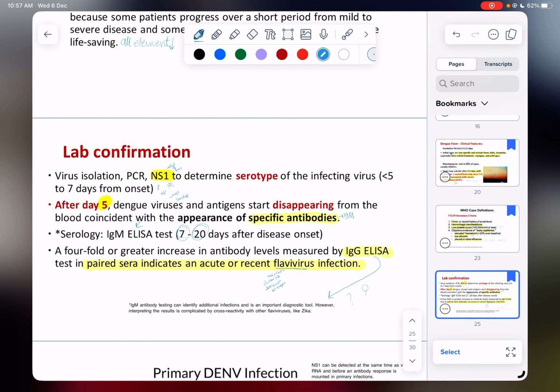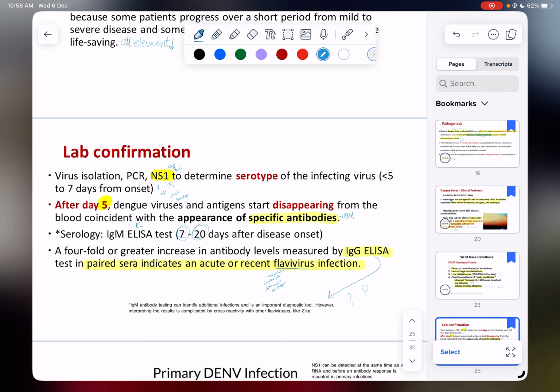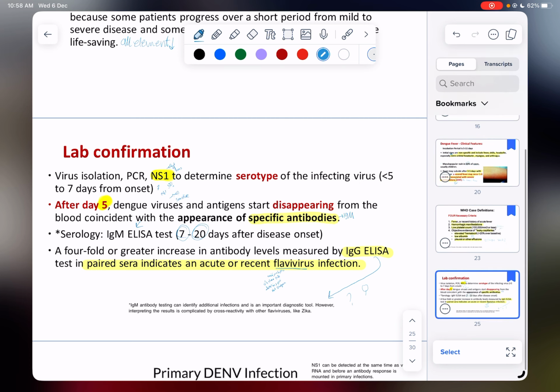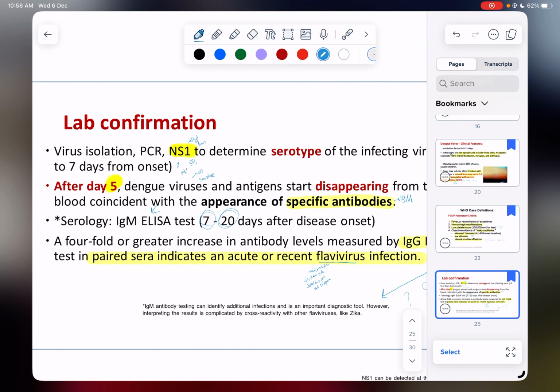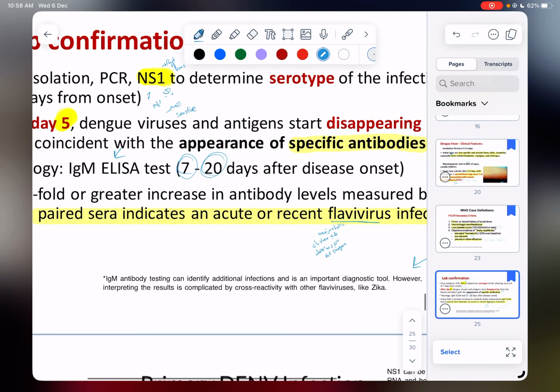Any questions so far? No. No, I don't have any questions. And doctor, in slide 25. In slide 25, please. Slide 25. Yes, what is it in slide 25? There is the last point. He told us a fourfold. Wait a minute. Okay. Tell me when I am there. Yeah, okay. Here? No. Here? No. Here? Yes. The last point, a fourfold or greater increase in antibody level measured by IgG. In the note, we take it from this slide, it told us IgM antibody can manifest for other flavivirus infection.